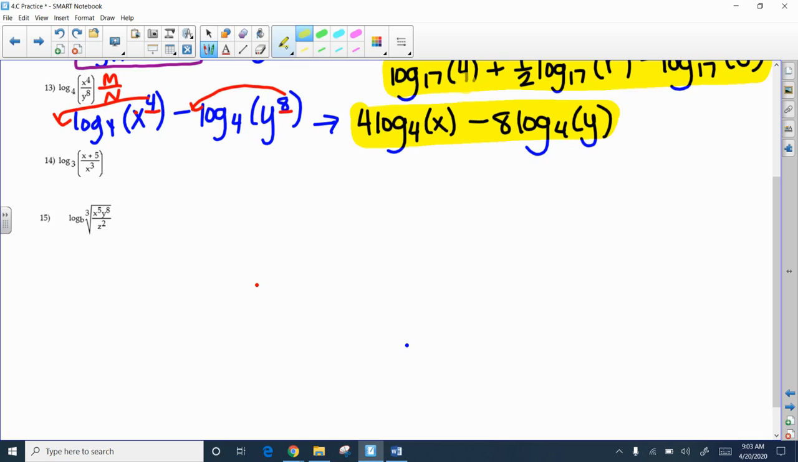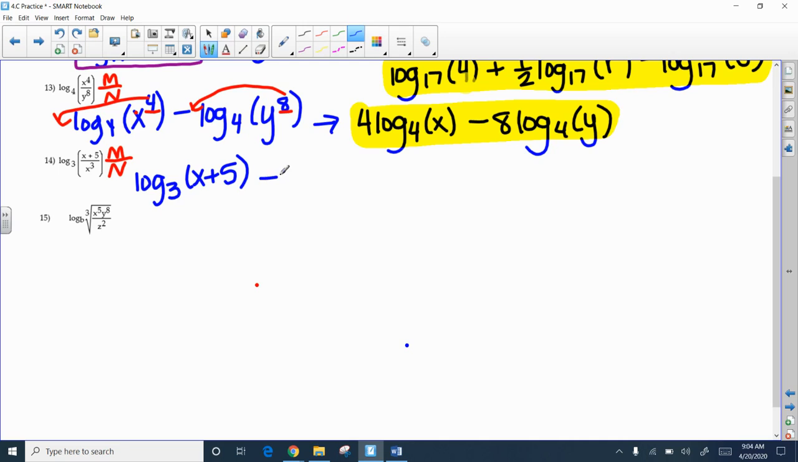All right, we got a couple more. The next one, number 14, is also in the form log base 3 or log base b of m divided by n. So when I rewrite it, there's going to be two logarithms with a minus sign. So this is going to be in the form log base 3 of m. So that's x plus 5. That's one whole expression because they're added, not multiplied.